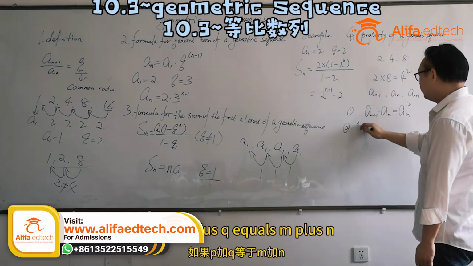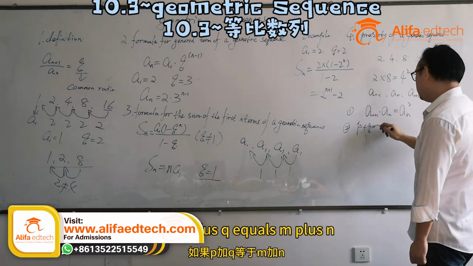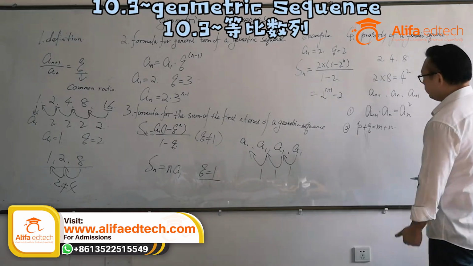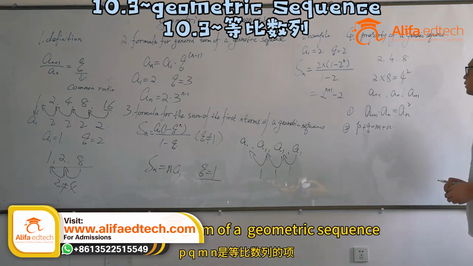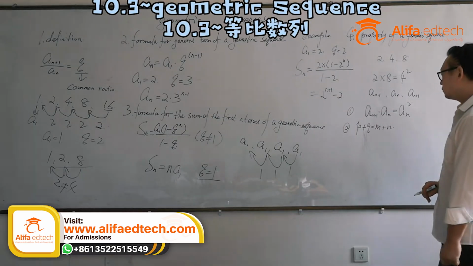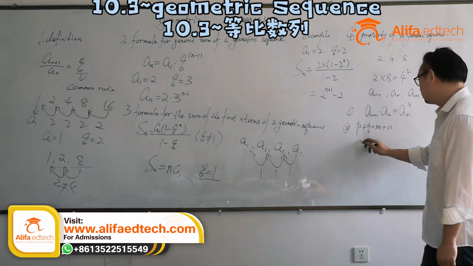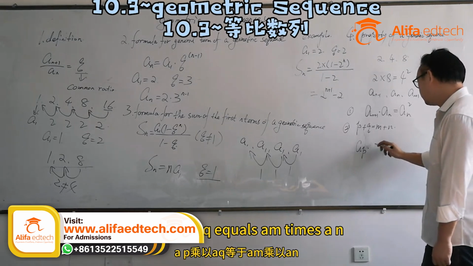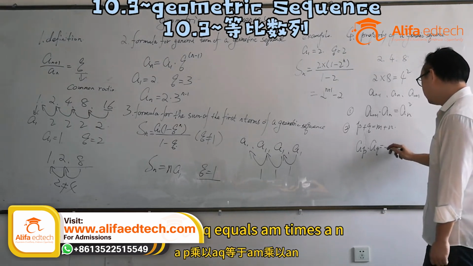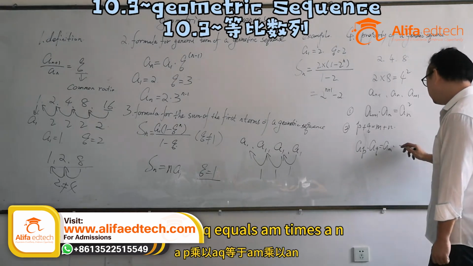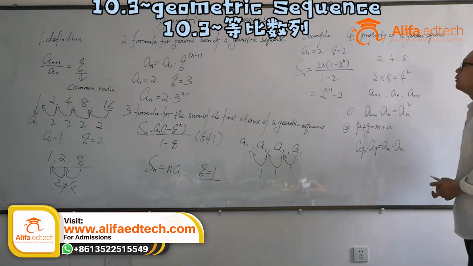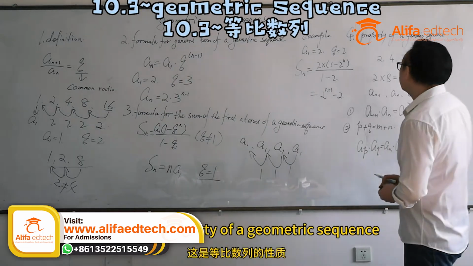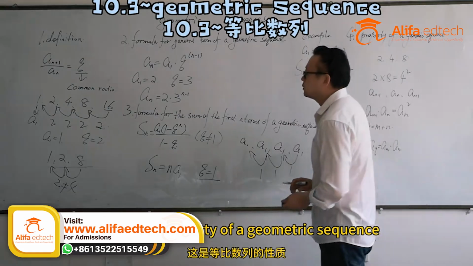And if p plus q equals m plus n, where p, q, m and n are terms of the geometric sequence, so ap times aq equals am times an. This is the property of geometric sequence.